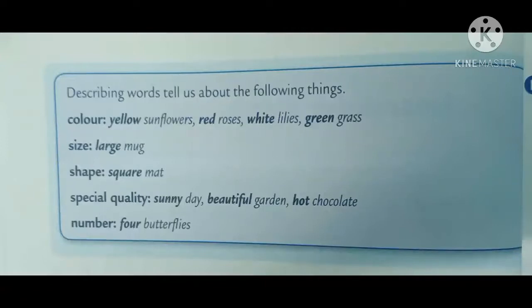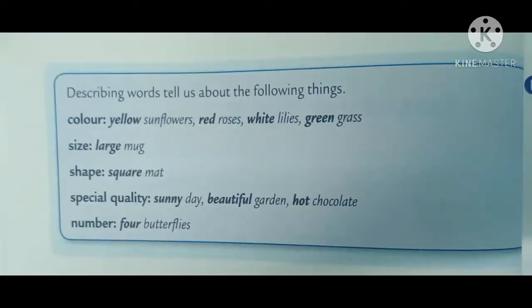Like it tells us about the color of the noun. It tells us about the size of the noun. It tells us about the shape of the noun. It tells the special quality of a noun. It tells the number of a noun. Now see over here, children. For example, yellow sunflowers, red roses, white lilies, green grass. So children, all these words are describing words.